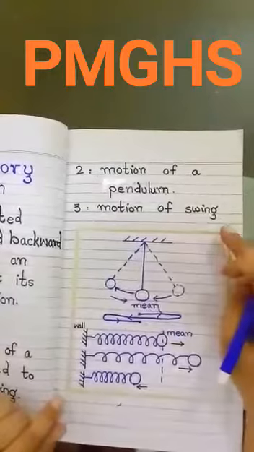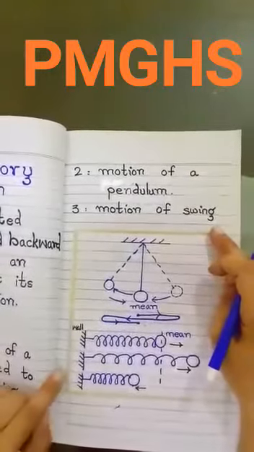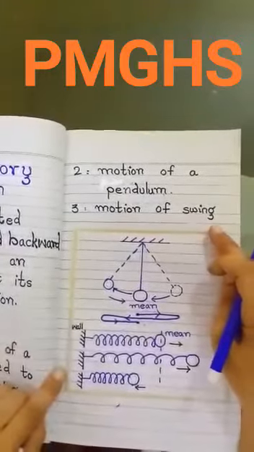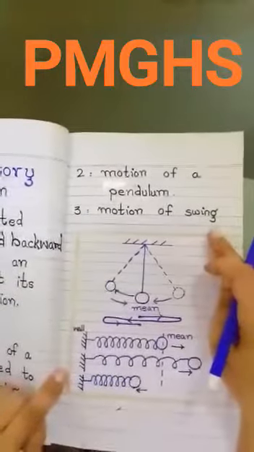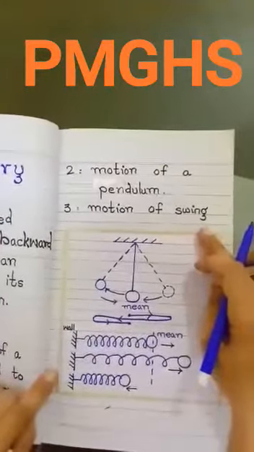When we sit on the swing, when the swing is not moving, the swing is at the mean position. When we push it forward and backward, then it performs the vibratory motion.